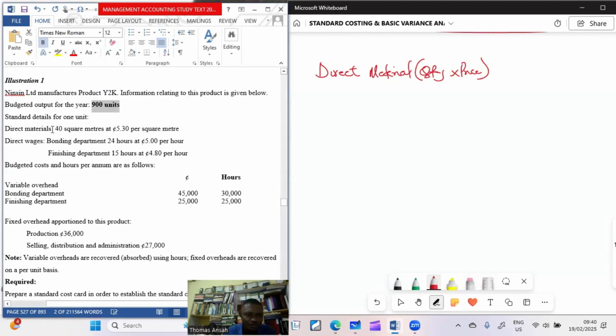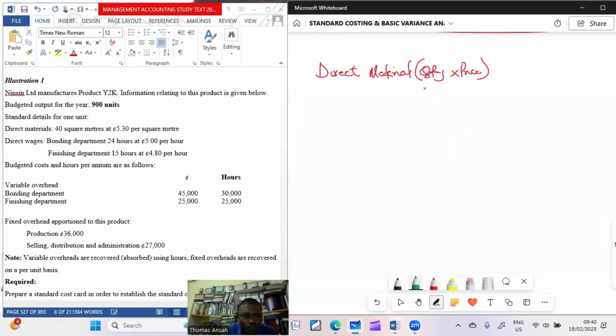So you see, it says that direct material, we have 40 square meter here. So if you are looking at this question per se, it means if you want to produce 1 unit, you will need 40 square meter. And a standard cost is always usually for 1 unit of an item, all right? That's why we call it standard cost.